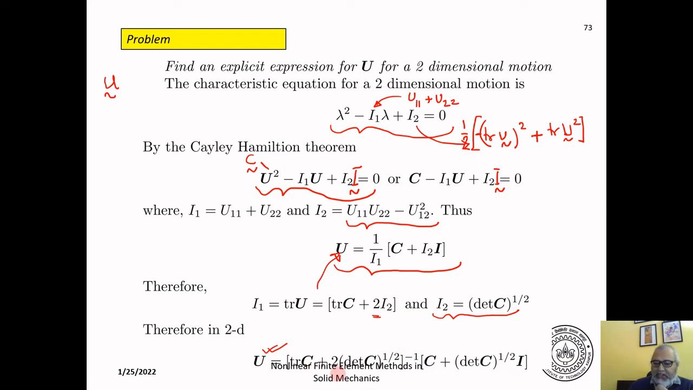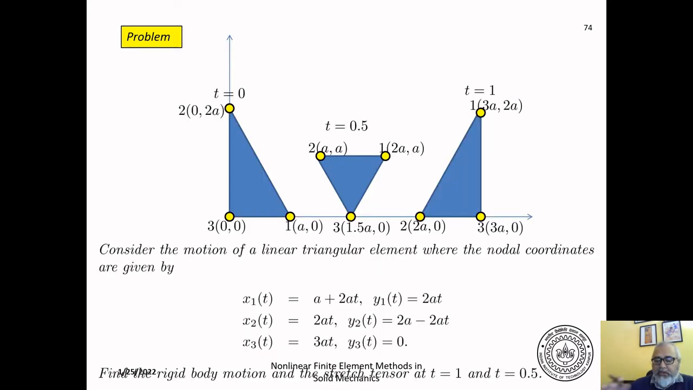However, for 3D, finding an explicit expression may not be possible. So in 3D problems, you may still have to go through the eigenvalue-eigenvector route. You might have to find the eigenvectors and eigenvalues of c first in order to get u, like we did in the previous problem. Now here is an interesting problem.